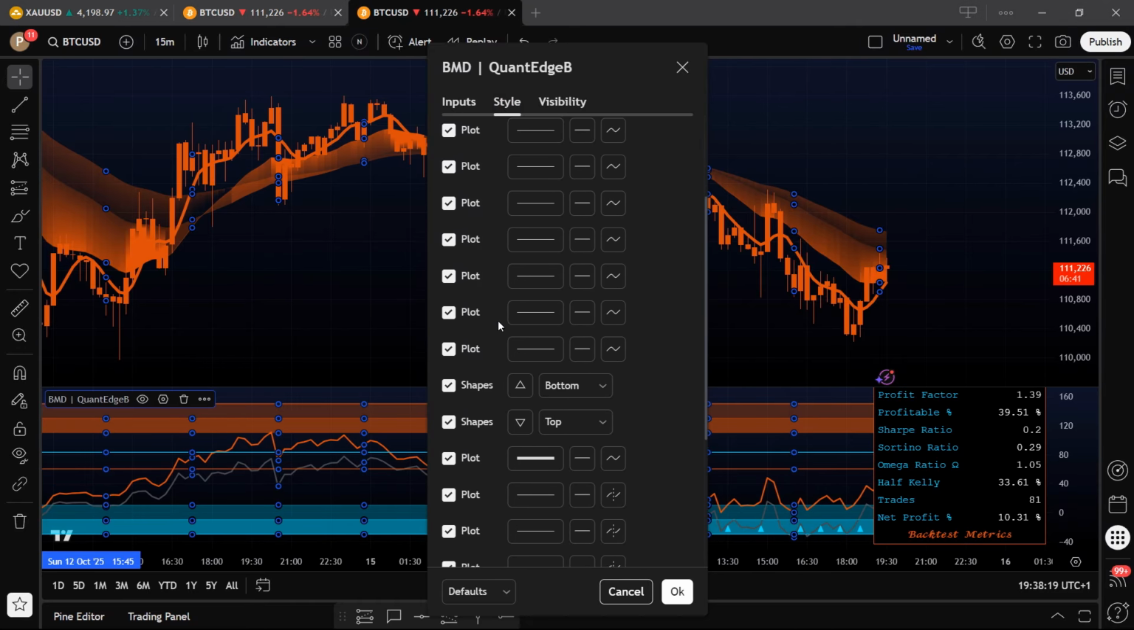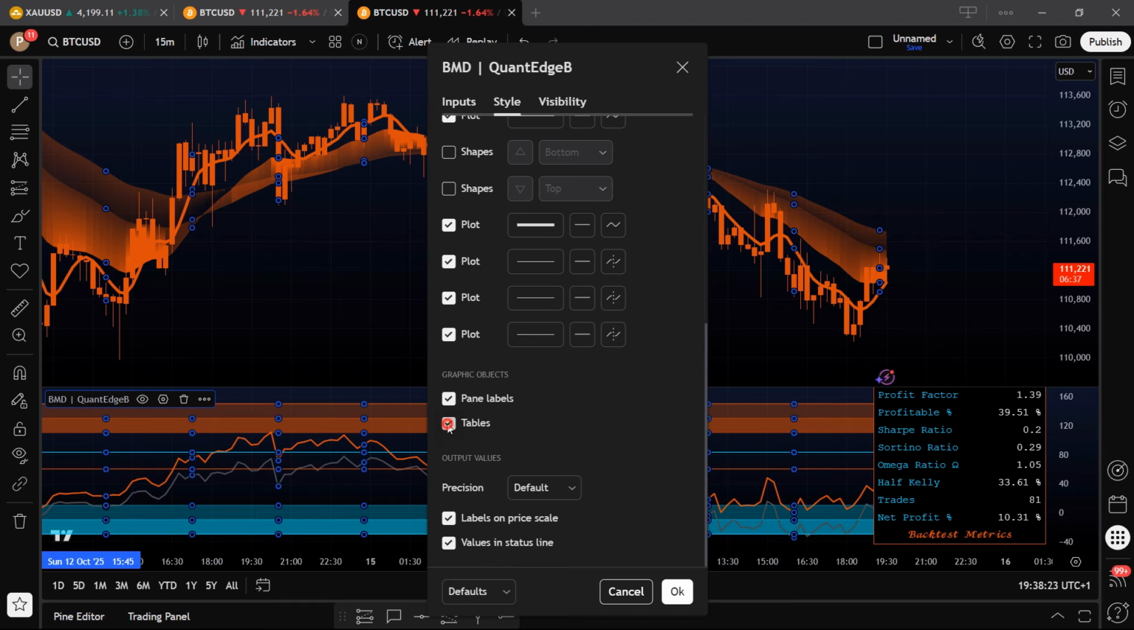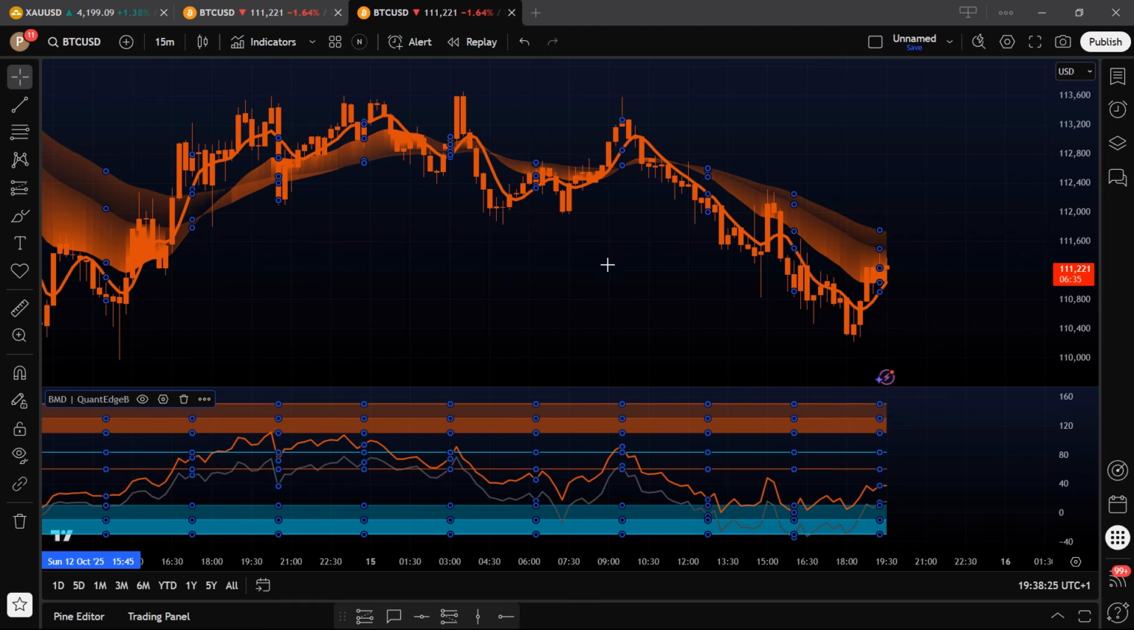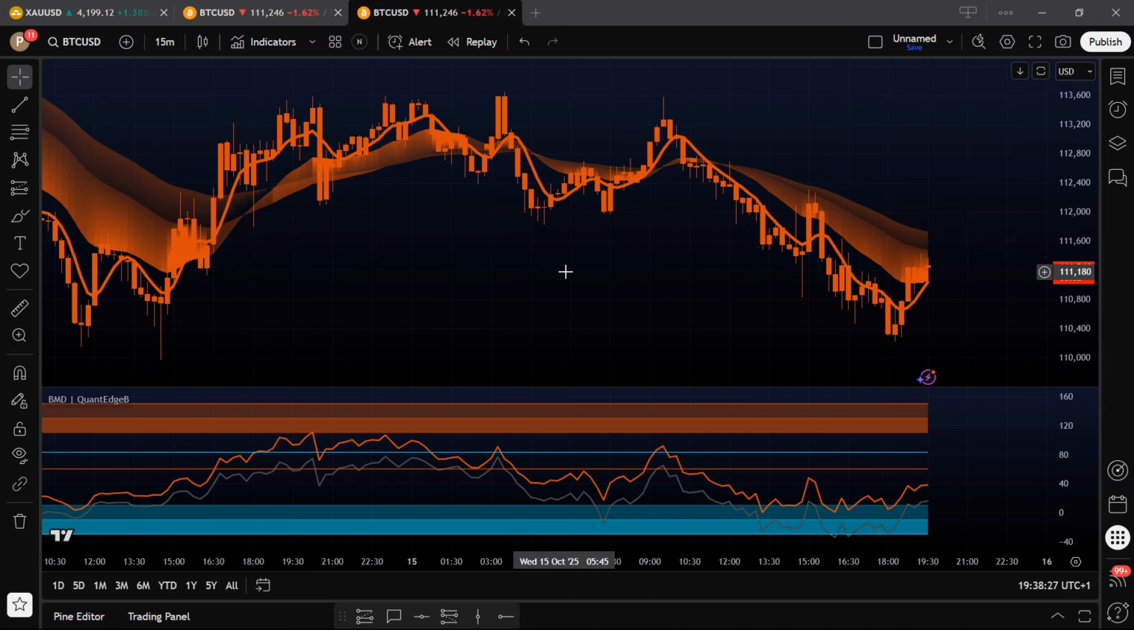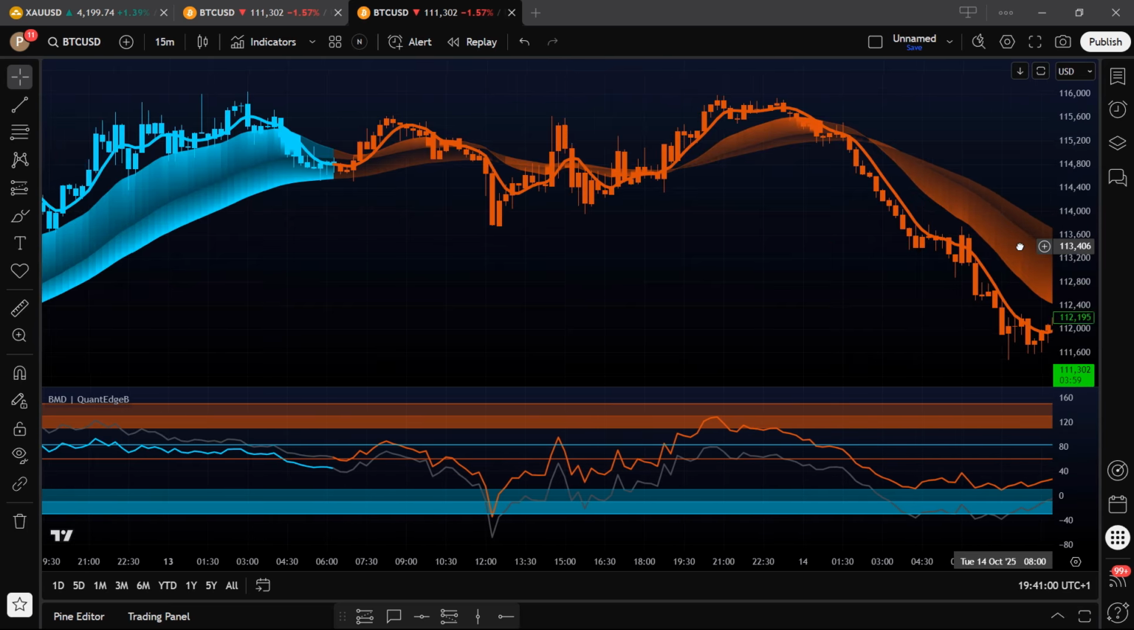Next, go to the Style tab. We need to hide the noise. Uncheck everything except the main plot line, the clouds, and the oscillator. The rule here is simple. Blue means buy pressure. Red means sell pressure. That's it. But that's only part one.